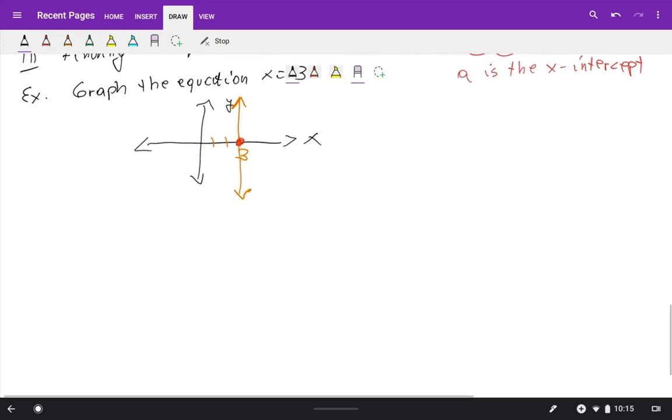Okay. Next objective. Our objective 4 is to use the point slope formula. That will be the next objective, and also in the next objective I'm going to talk about horizontal lines.